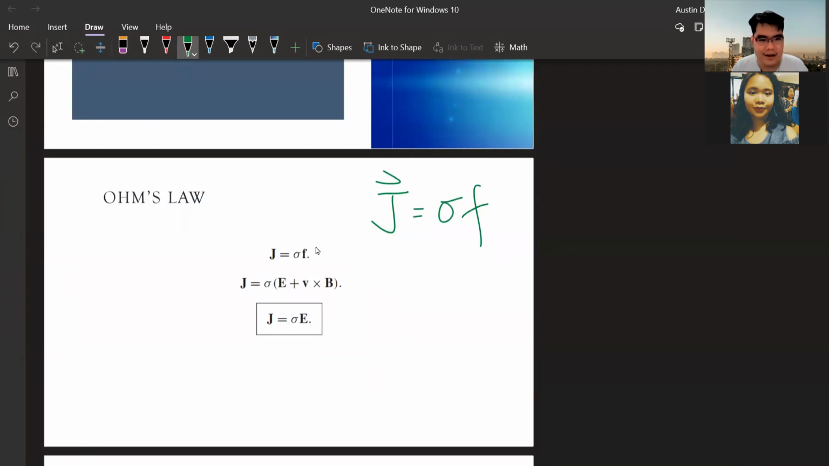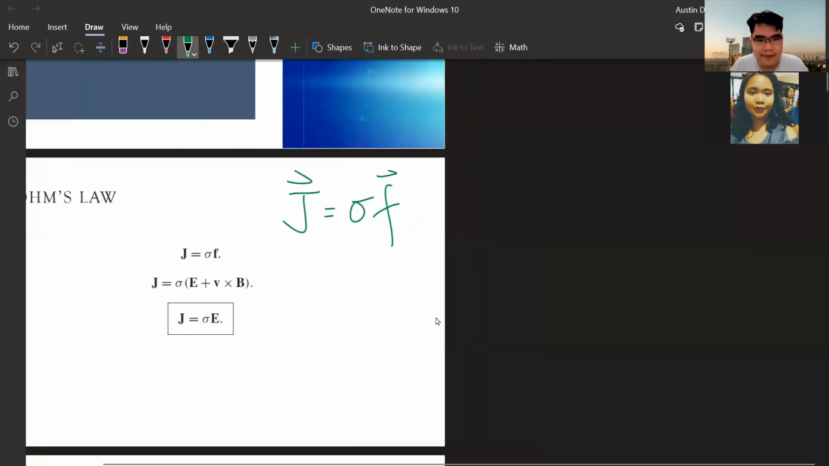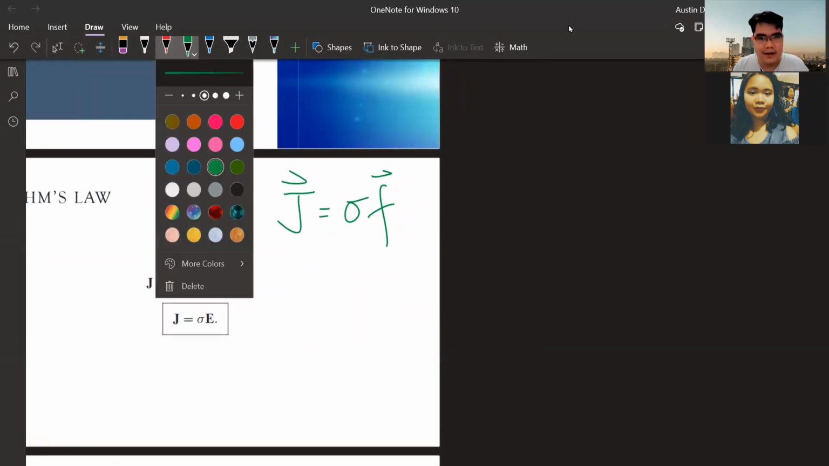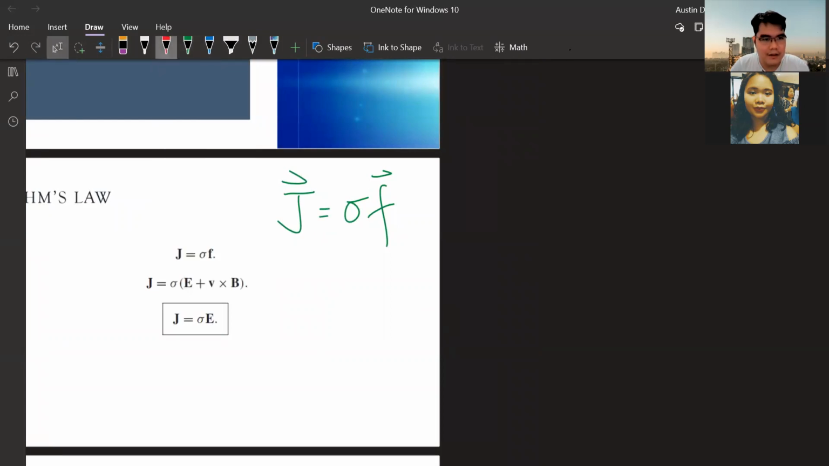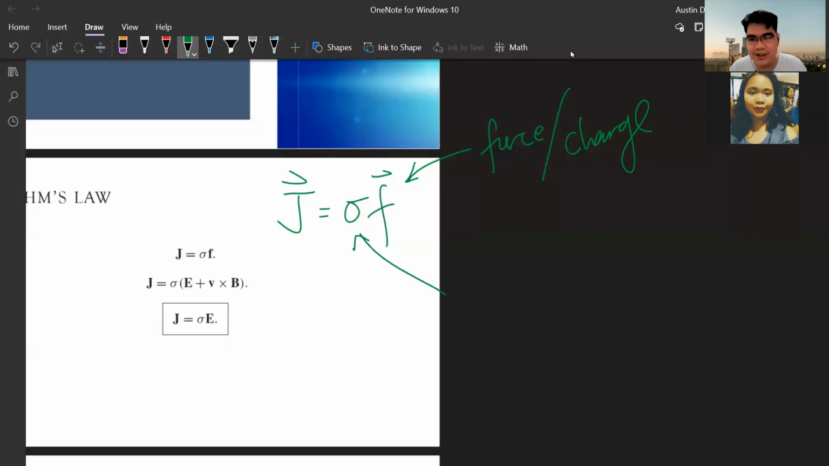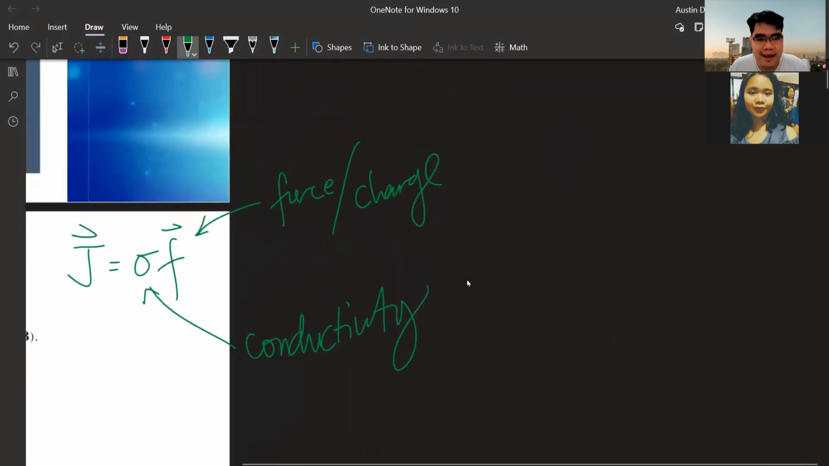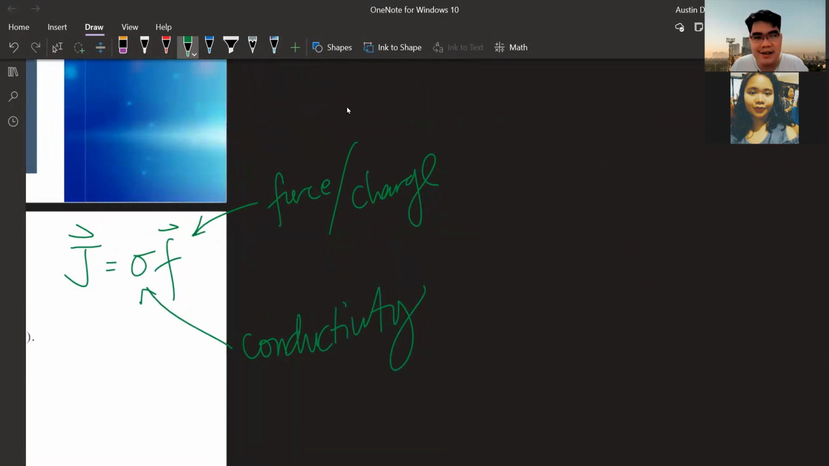Itong first equation. Breakdown lang natin to. Yung f ay force per unit charge. Sigma is not charge density, but it is a conductivity. Nagbabago yung conductivity per material. Yung conductivity for metals, mataas. And yung sa mga insulators, mababa.